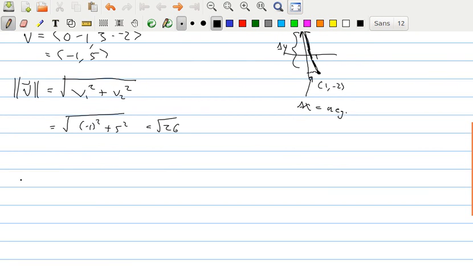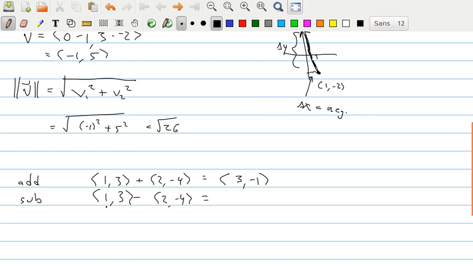We also have operations between 2 vectors. We have first vector addition. If we have the vector 1, 3, and we add to it the vector 2, negative 4, we add component-wise. We add the x components, 1 plus 2 gives us 3, and then we add the y components, 3 plus negative 4 is negative 1. We can also subtract vectors, component-wise just like we added. We subtract the x components, 1 subtract 2 is negative 1, and then the y components, 3 subtract negative 4 is 7.